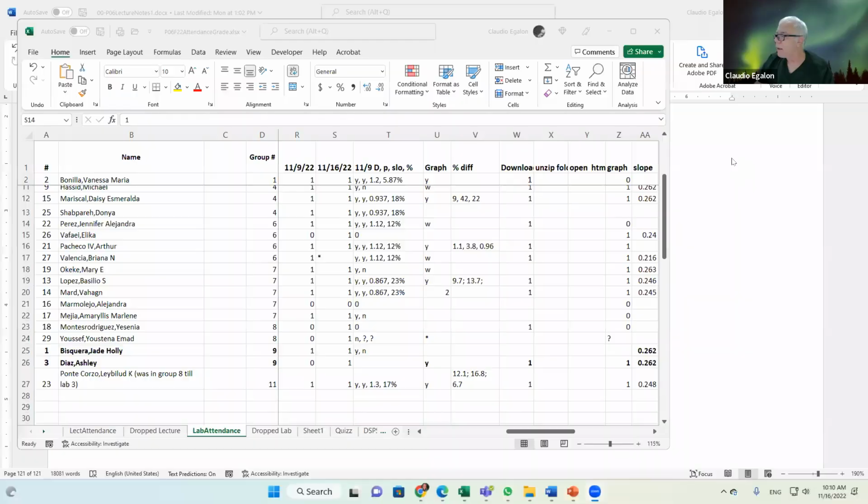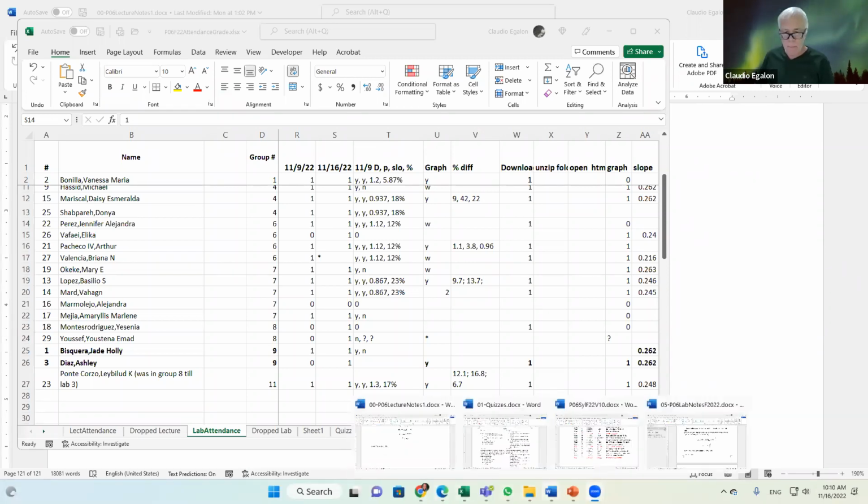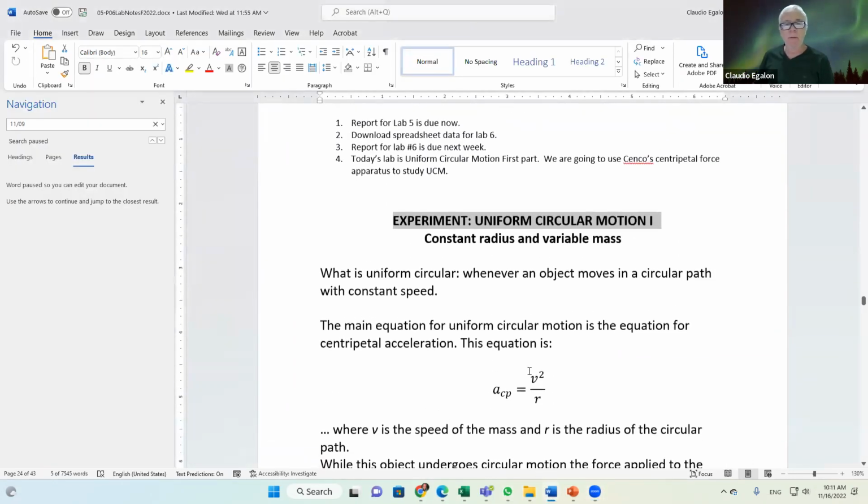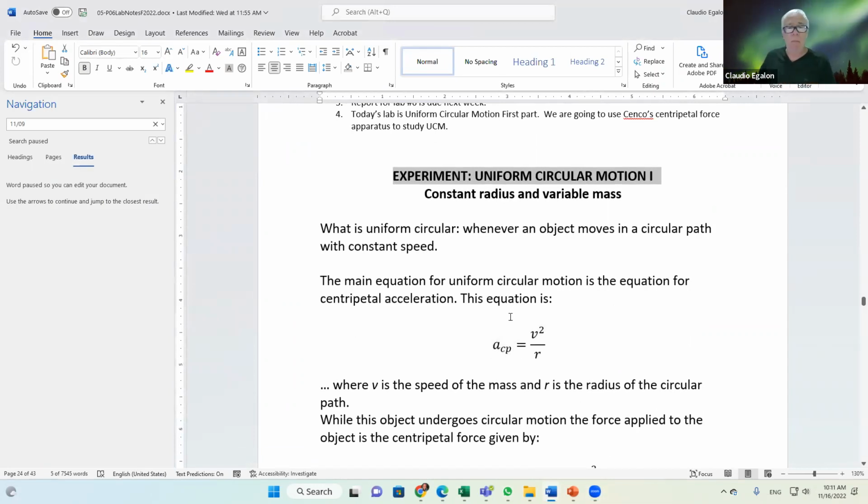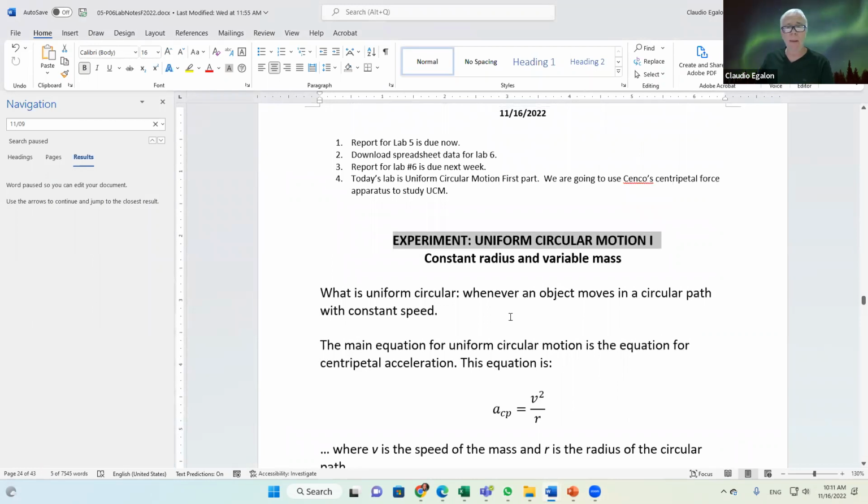Okay, I'm back here. Let's start sharing the screen again. Lab notes, good. So let me review here. I didn't download the spreadsheet yet, lab 6, okay, so hang in there. So today's experiment is on uniform circular motion. Like I said, I'm going to brief you quickly on the theory behind this experiment.